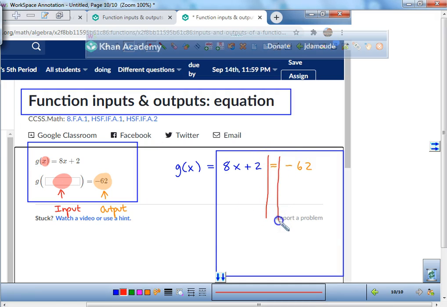Quick little review of solving for a variable. Step number 1: we need to isolate the variable. Now, how do we isolate something? We've got to get it by itself. So right now, you have a positive 2 right next to an 8x. So how in the world do I get rid of this positive 2?